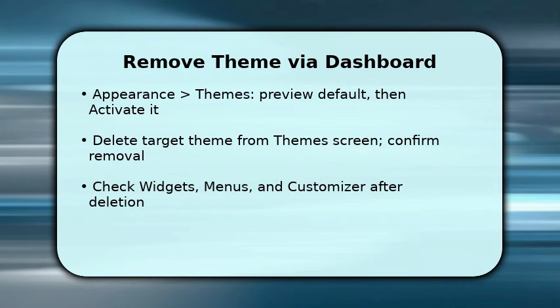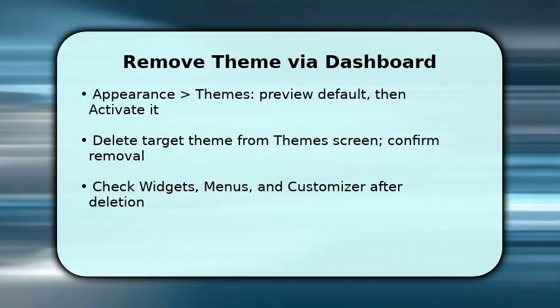From the dashboard, go to Appearance, pick your default theme and activate it. This ensures the active theme is not being removed. Next, open the theme screen, locate the target theme, click Details and choose Delete, confirm when prompted.